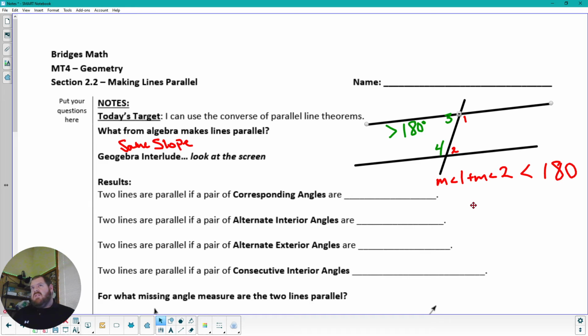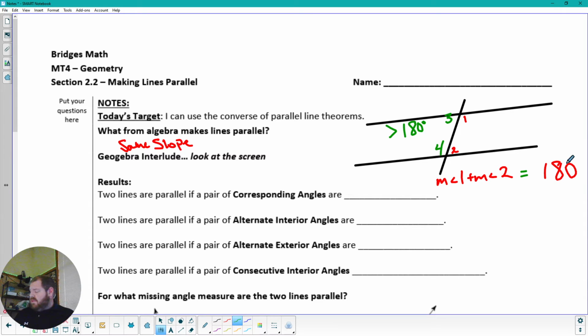Now, we didn't say this yesterday, we said kind of the opposite, but it turns out that when angle 1 and angle 2 add up to 180 degrees exactly, then the lines are parallel. And that's one of the big facts today.